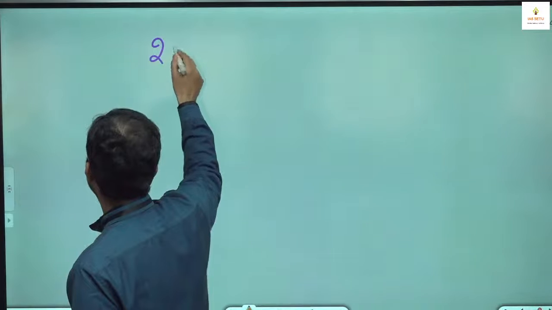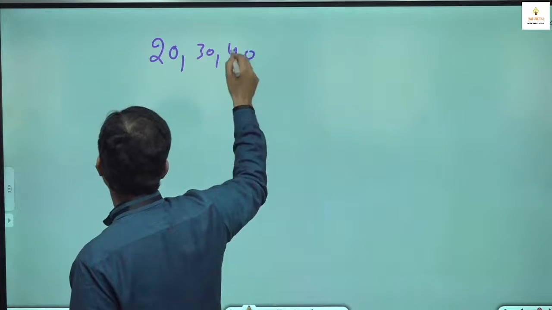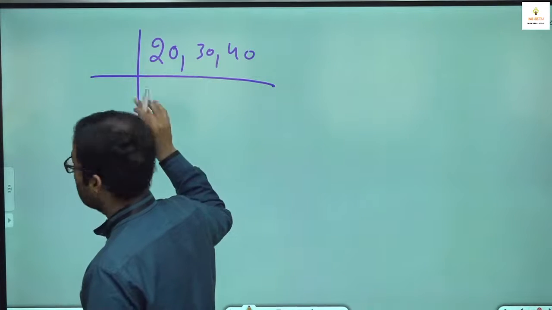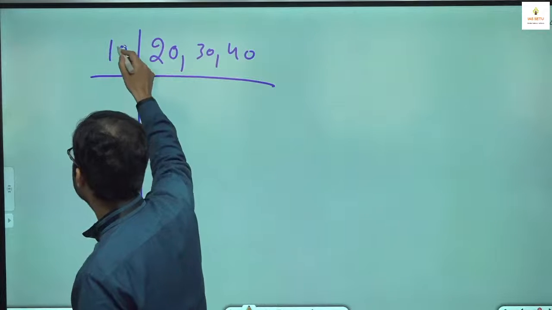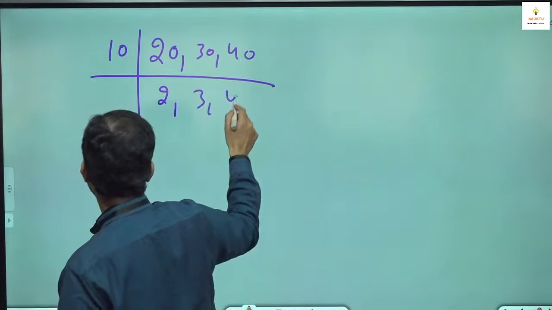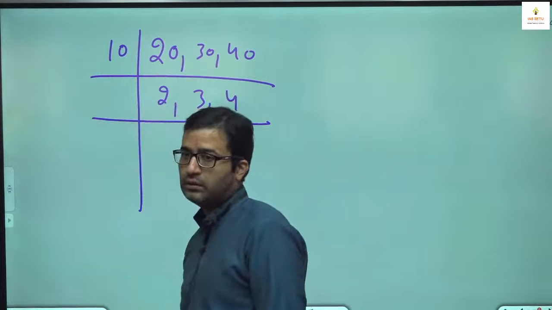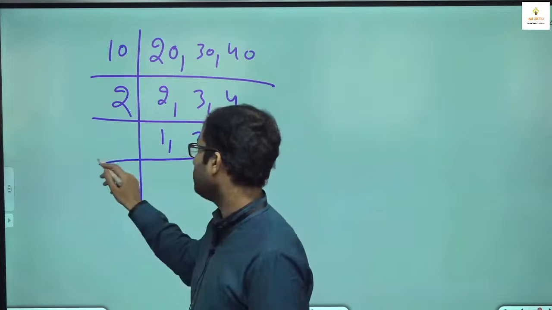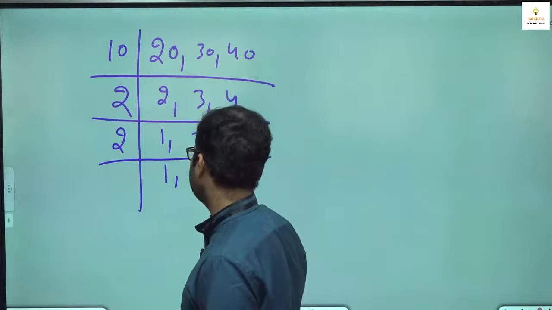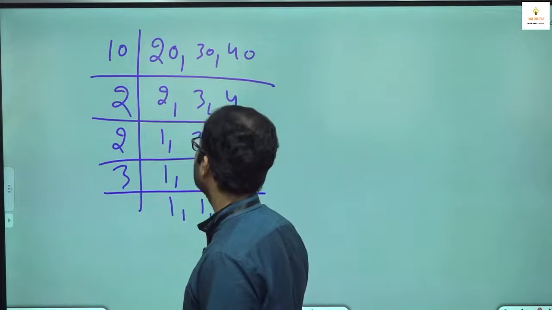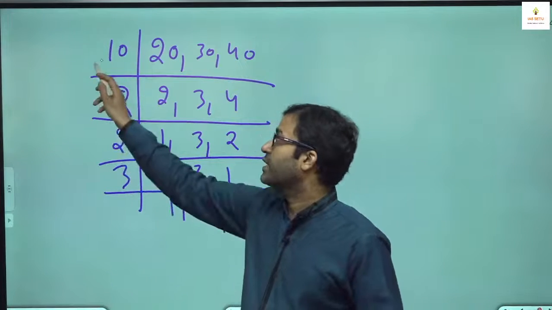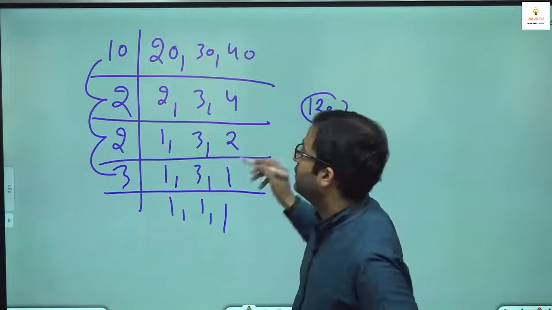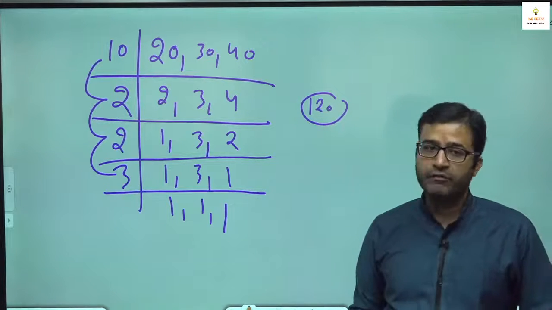Like for example 20, 30, 40. Either you can go step by step or you can see all these are multiples of 10. Since all these are multiples of 10, you can take 10 common: 2, 3, 4. Then we have 2 common. So take 2 common: 1, 3, 2. Again you take 2 common: 1, 3, 1. Take 3 common: 1, 1, 1. So this is 10 into 2, 20; 20 into 2, 40; 40 into 3, 120. So the LCM of 20, 30, 40 is 120.